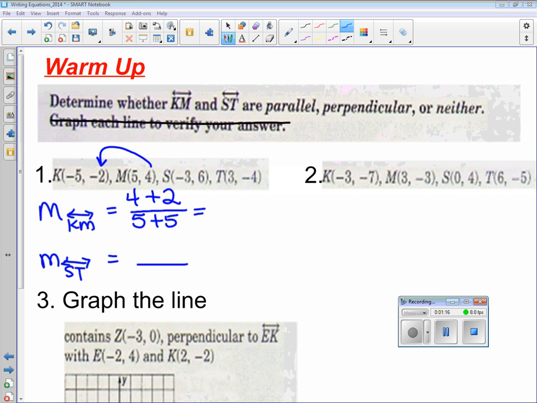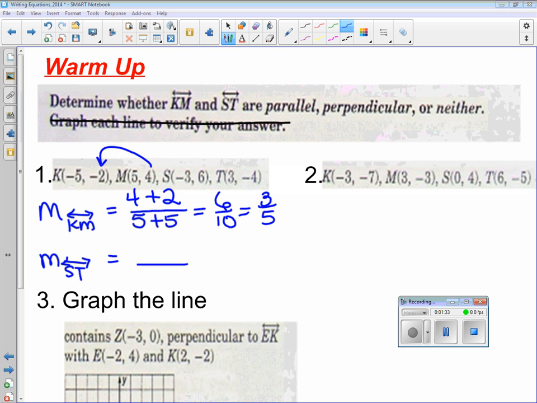Perfect. So I'm going to have 6 over 10, which does reduce, and you should always reduce your slopes so we can really definitely see whether they're perpendicular, parallel, or neither. And so what does 6/10 reduce to? 3/5. Good. All righty. So now we're going to go ahead and look at ST.